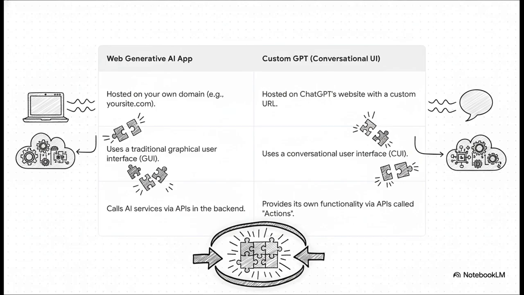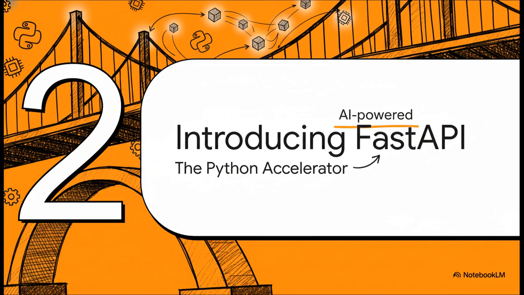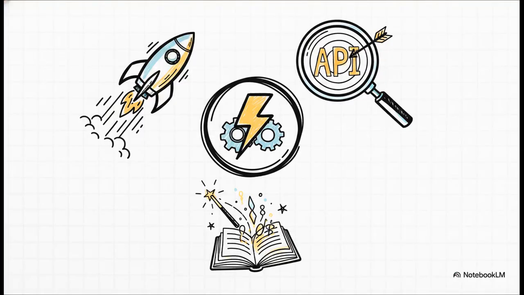It's that simple. So if we're going to build this AI-powered bridge, we need the right tools, the right materials. And for modern Python developers, that material is, without a doubt, FastAPI. It's a framework that was literally designed for this exact job. So why is everybody so excited about it? Well, it comes down to three main things.